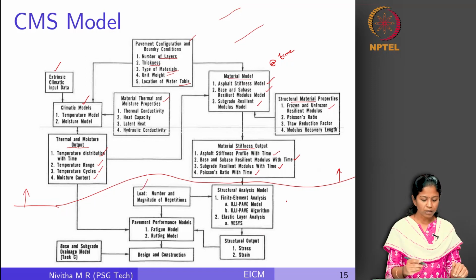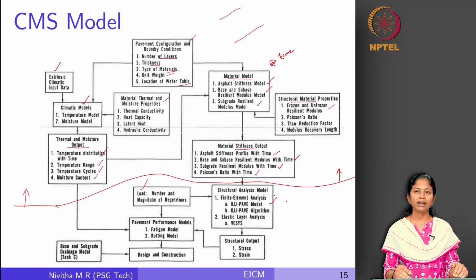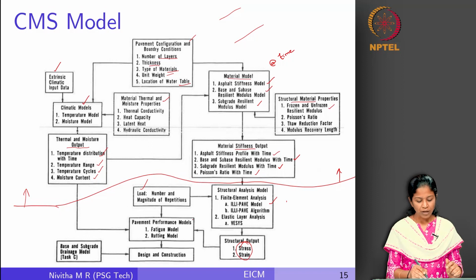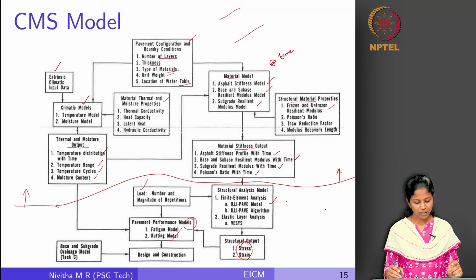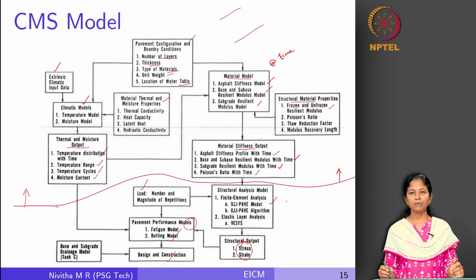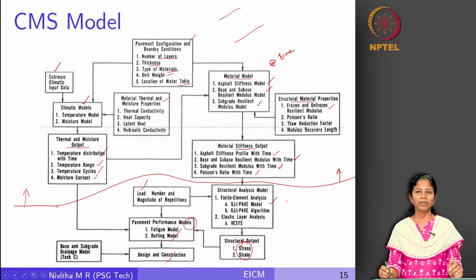Then we have load, the magnitude and number of repetitions, use that in a structural analysis model, compute the strain values. We get the stresses and strains for a given set of material properties, given loading condition, use that in the performance models, compute the rutting and fatigue damage, right. And then we also have the drainage model, which we will use to cross verify the design and construction process. So this is how the CMS model is integrated into the pavement analysis and design procedure.